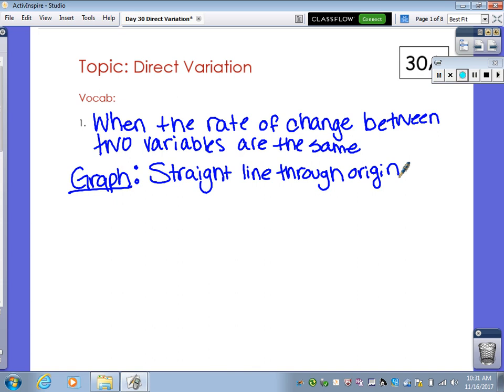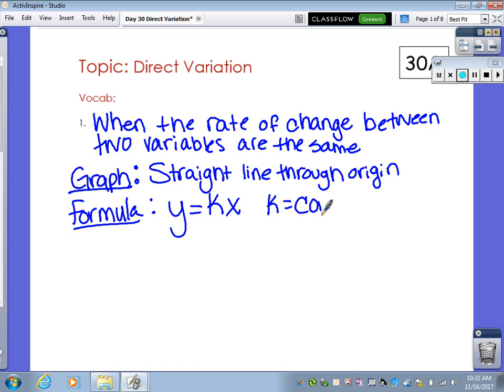The formula is y equals kx. And sometimes instead of k, you'll see an a. It's all the same. K is your constant of variation. That just means it's how fast or slow your line is increasing or decreasing. It's pretty much your slope. Okay?